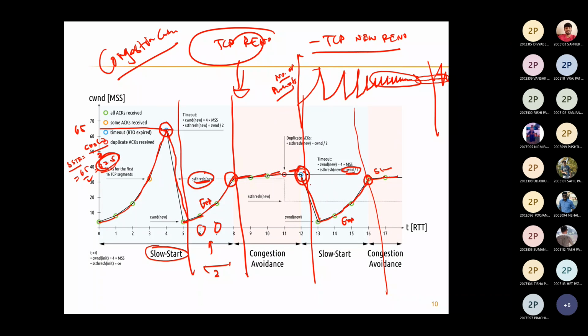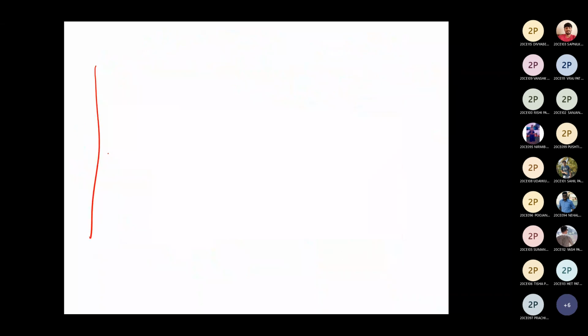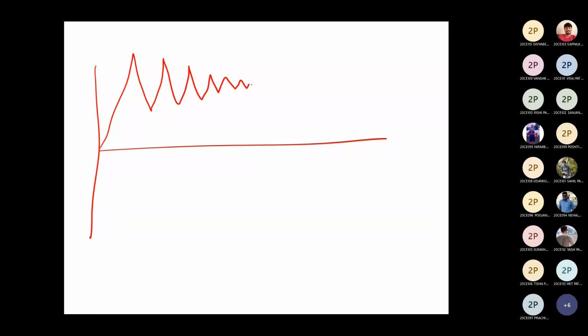Okay, so you might have this experience. Then again, there is lots of packet drop. When suddenly traffic increases on the internet, then it goes down.